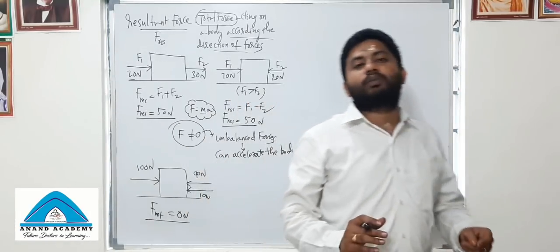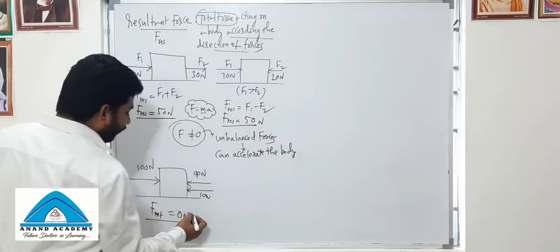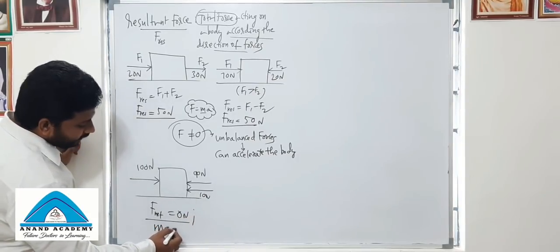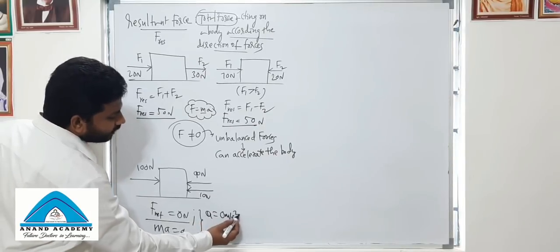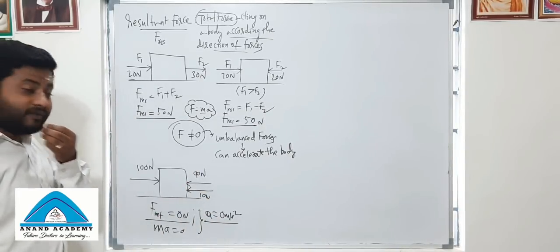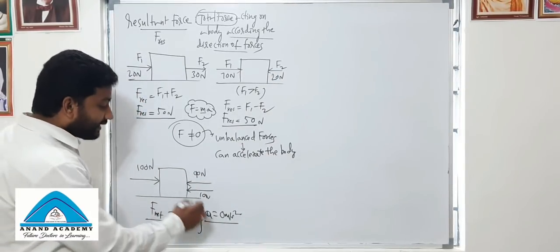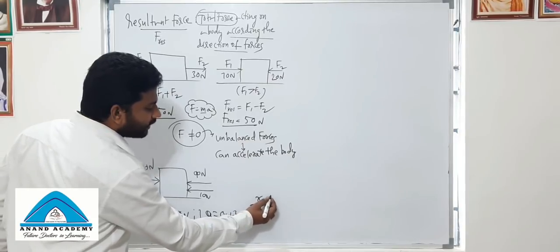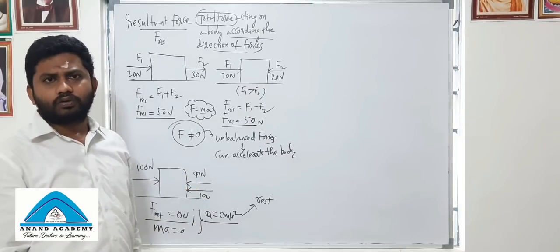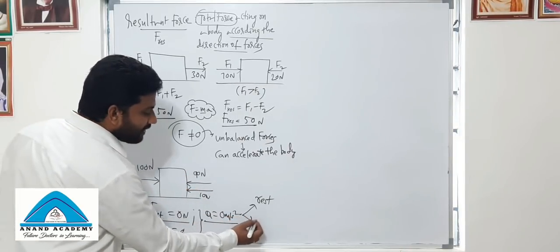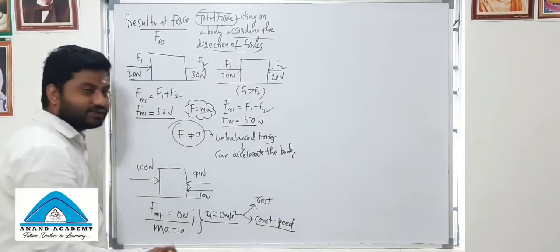The net force acting on a body is how much now? 0 Newtons. So when net force is 0 Newtons, mass into acceleration is also 0, and from here acceleration is equal to 0 meter per second square. And carefully see. When acceleration is 0, the body can exist in two states. Right? Look at here. Acceleration is 0, the body may be at rest. What is the acceleration of a body which is at rest? 0. Or the body may be moving with constant speed. Right? Acceleration is 0 means what?